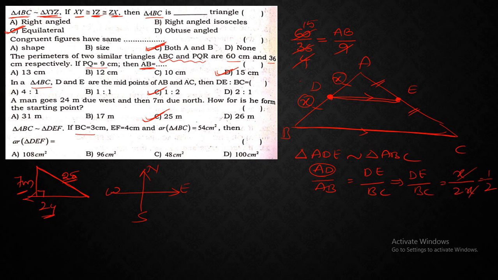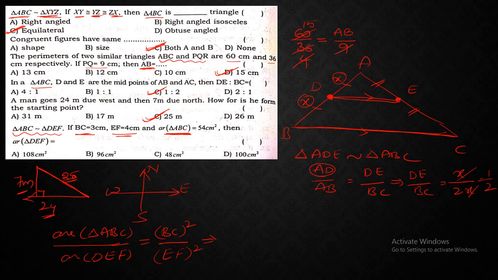Next, BC is given as 3 and EF is given as 4 centimeters, and triangle ABC is similar to triangle DEF. Since these are sides and he is talking about areas, when side and area come, the area of triangle ABC by the area of triangle DEF will be equal to the squares of their sides, so BC square by EF square.